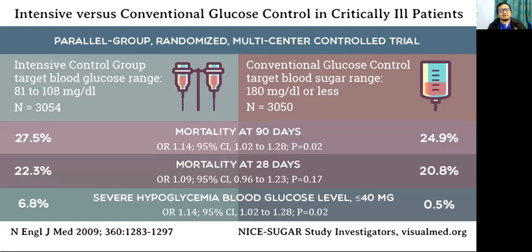And then it turns out that a very high proportion of patients have severe hypoglycemia. But when they compare it to conventional glucose control, becoming more relaxed, where they only aim for less than 10, the reduction of hypoglycemia is very well marked, and there is no mortality difference. Okay, so we can allow higher, up to 10 millimole per liter.